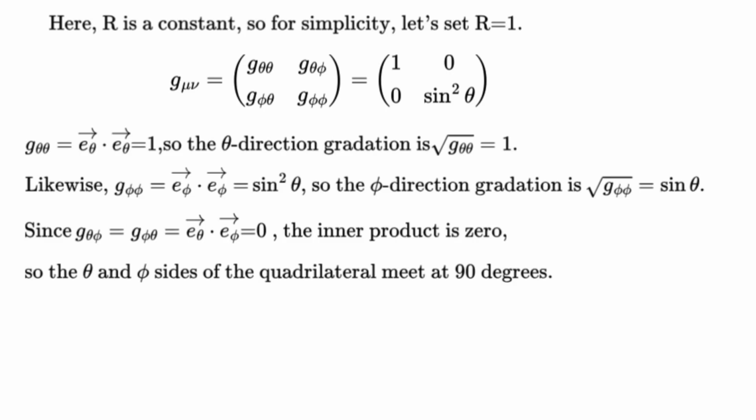g_θθ equals e_θ dot e_θ equals 1, so the θ direction gradation is the square root of g_θθ, which is 1. Likewise, g_φφ equals e_φ dot e_φ equals sin²θ, so the φ direction gradation is the square root of g_φφ, which is sin θ. Since g_θφ equals g_φθ equals e_θ dot e_φ equals 0, the inner product is 0, so the θ and φ sides of the quadrilateral meet at 90 degrees.